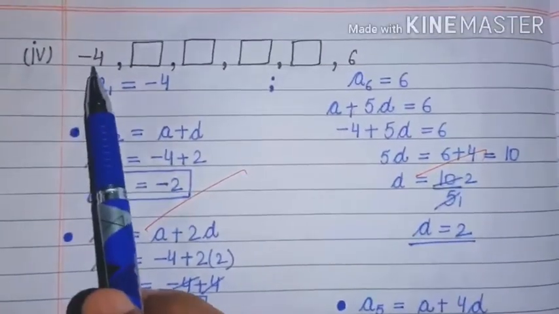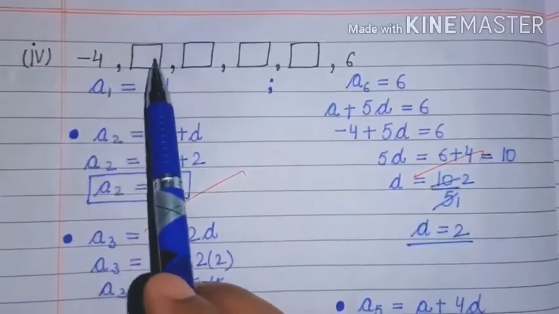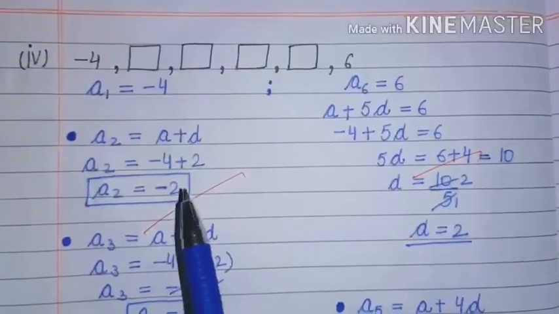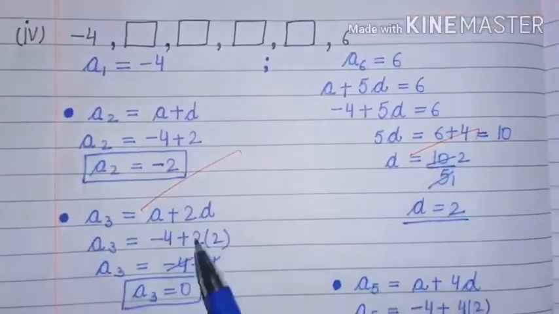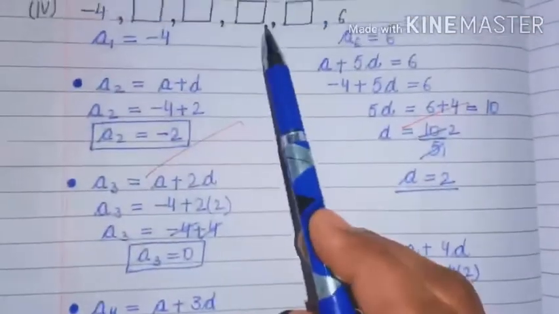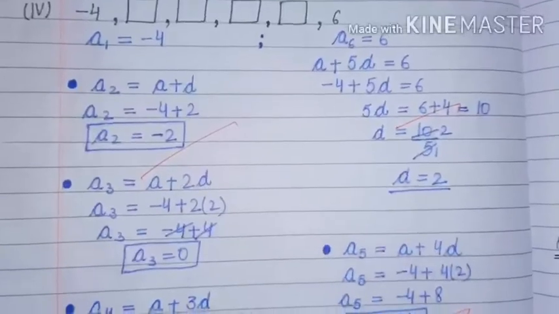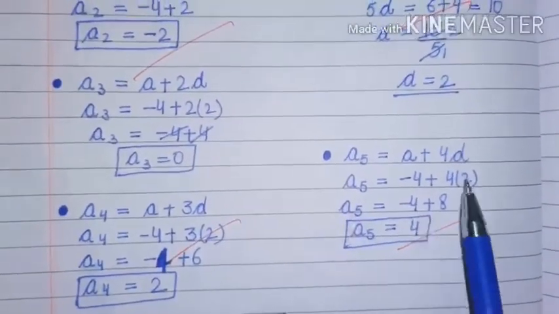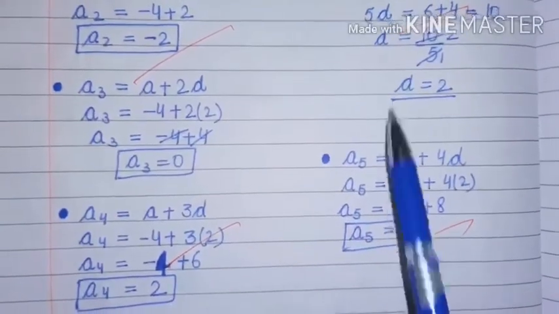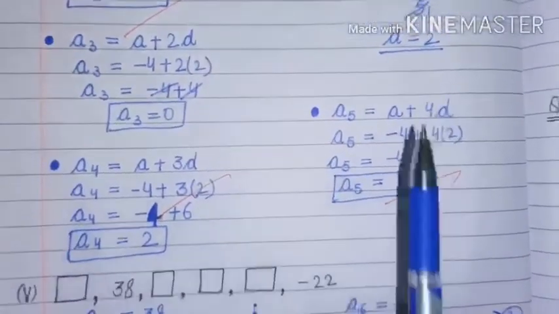Now if the first term is -4, you will add 2, then the second term is -2. If you add 2 to -2, beta, for the next term, it becomes 0. In this way also you can find. And if you again add 2 to 0, that is 2. In this way you also can find. And similarly if you again add 2 to 2, that is 4, beta. In this way you can solve this question.